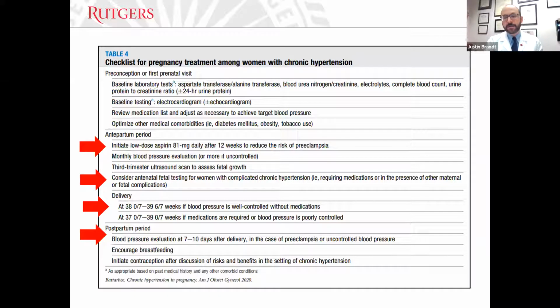If we can get them in for preconception counseling, we can make a big difference. Otherwise, during pregnancy, it's starting aspirin, it's monitoring for complications and delivery before complications occur, with good postpartum follow-up.